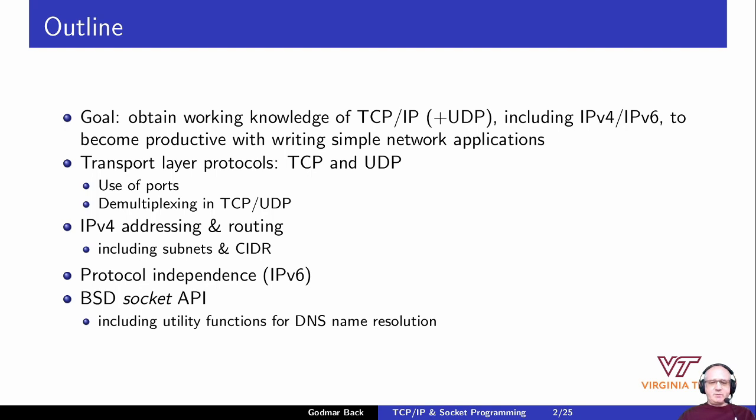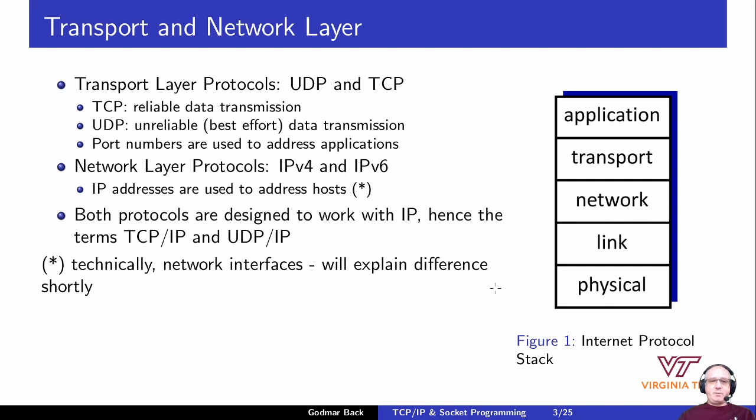We'll look more specifically at how IP addresses are being assigned and used, and we look at what it takes to support protocol independence, that is, the ability to support both IP version 4 and IP version 6. And we'll be talking about the so-called socket API, which is the API that is used to write network applications. And having a working knowledge of the socket API is really a basic skill, I think, for every practicing computer scientist. We will be looking at the transport and network layer in particular.